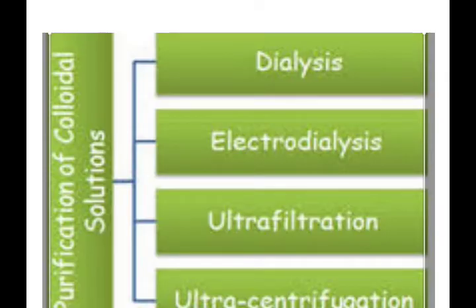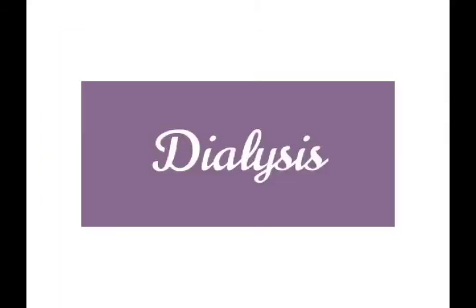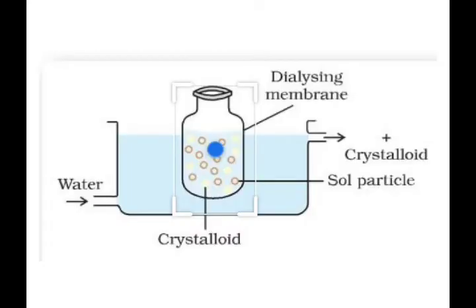For the purification of colloids, we are using three different methods: dialysis, electrodialysis, and ultrafiltration. First, let us discuss the topic dialysis. See, in this dialysis process, we are using a semi-permeable membrane. So, the colloidal solution is taken in a semi-permeable membrane. Then it is suspended in a trough of flowing water. At that time, electrolytes are diffusing out of the membrane so that they are carried away by the water.